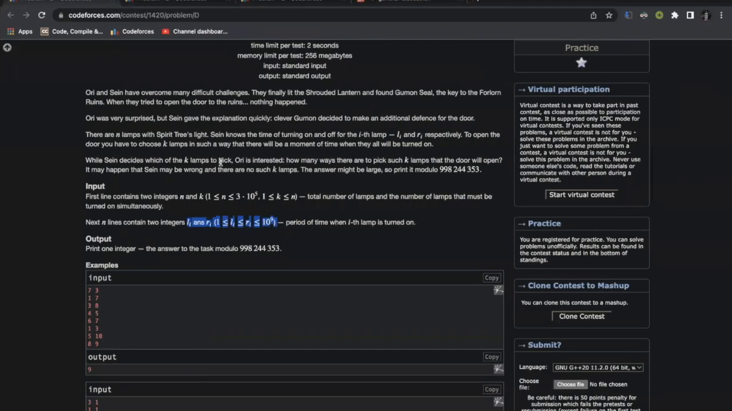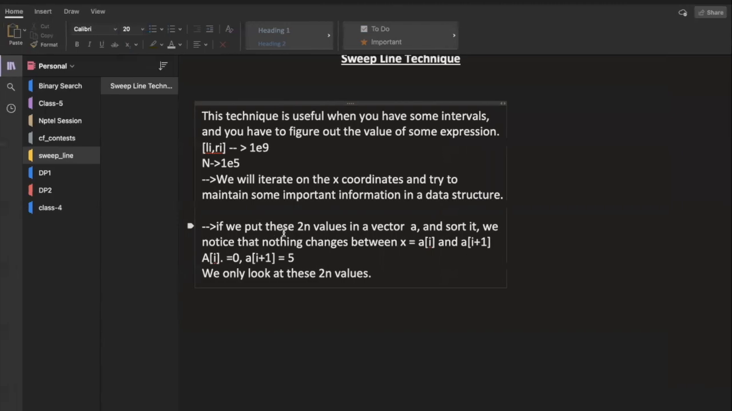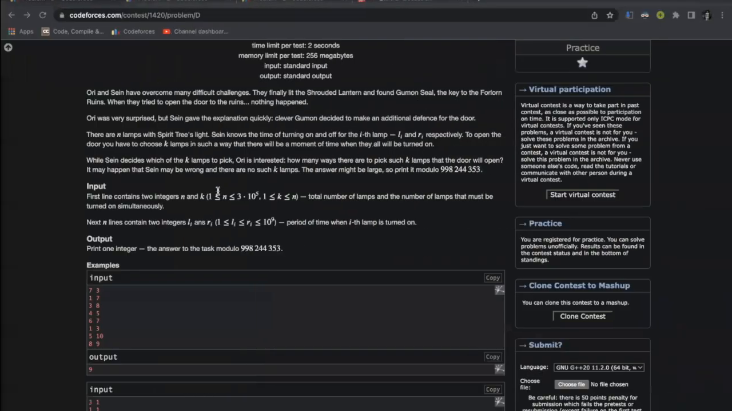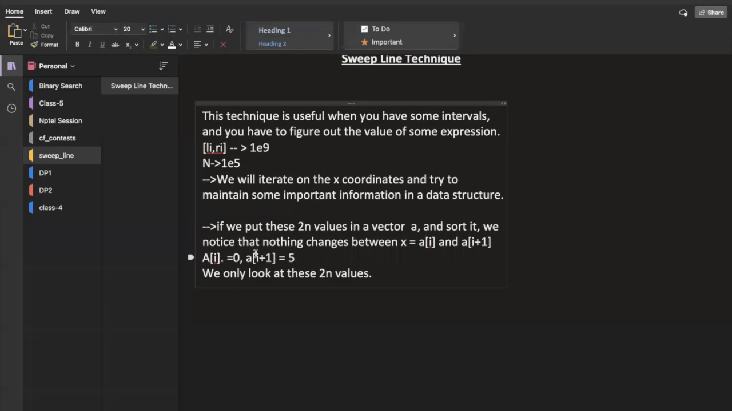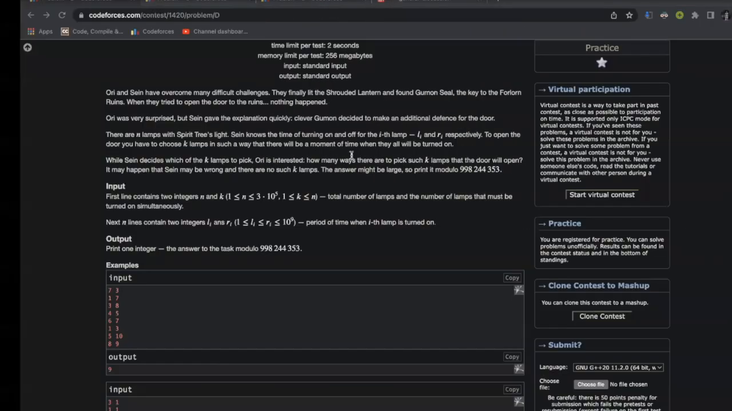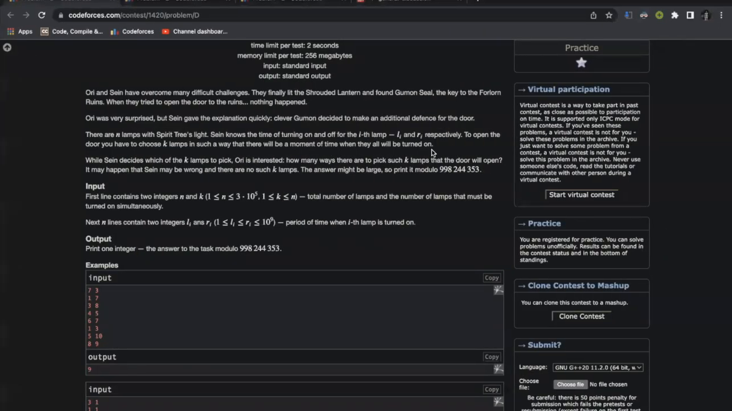In this problem, instead of x, there is time. So the situation at t equals 0 and t equals 4: the number of lamps which were on at t equals 0 and the number of lamps which were on at t equals 4 are exactly the same. So we don't need to look separately at t equals 1, 2, 3, and 4. We just have to look at t equals 0 and then we can straight away jump to t equals 5. That's what I meant by only looking at the 2n values.